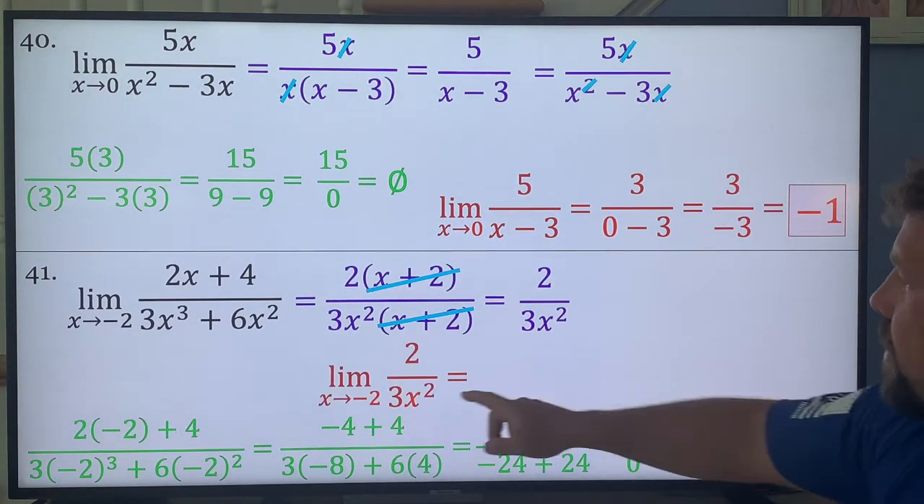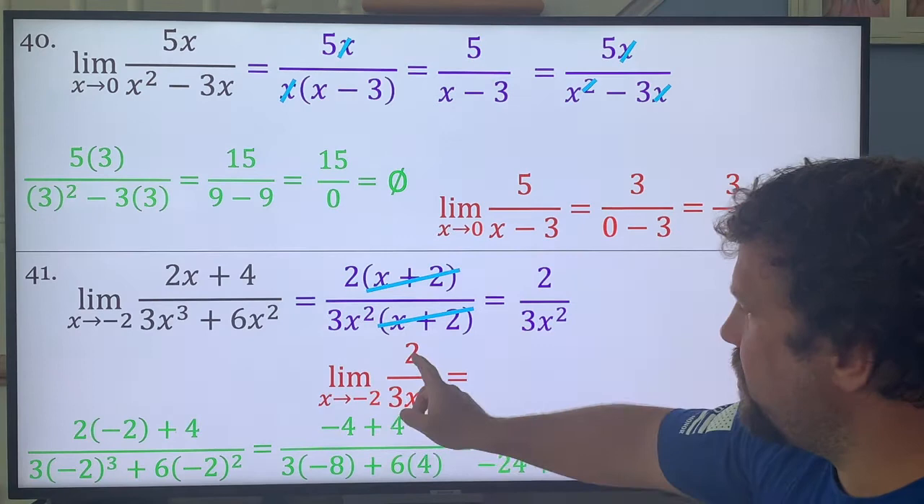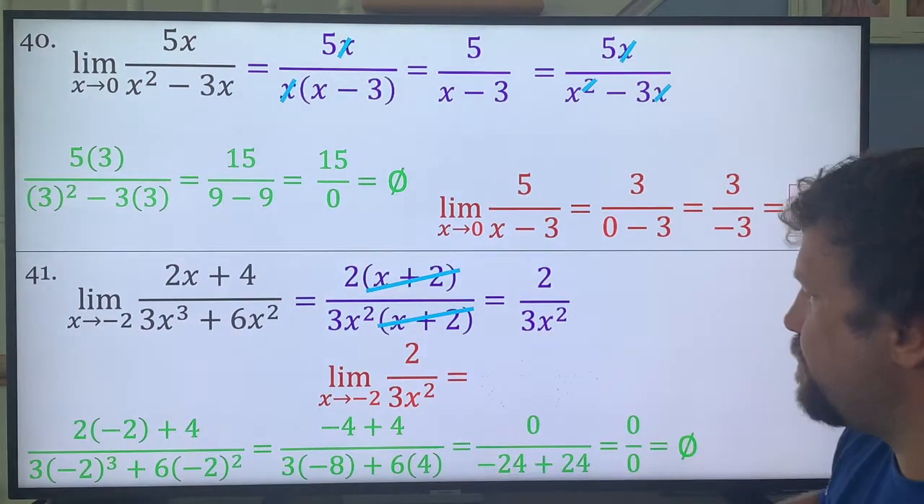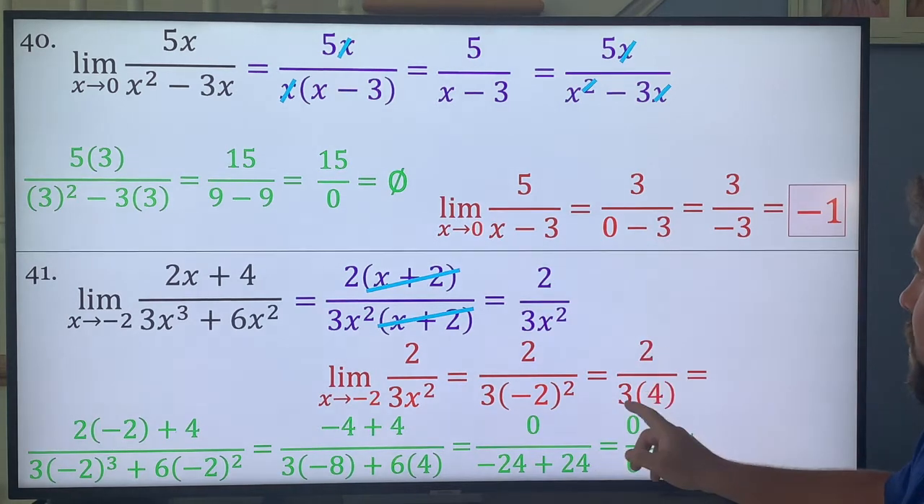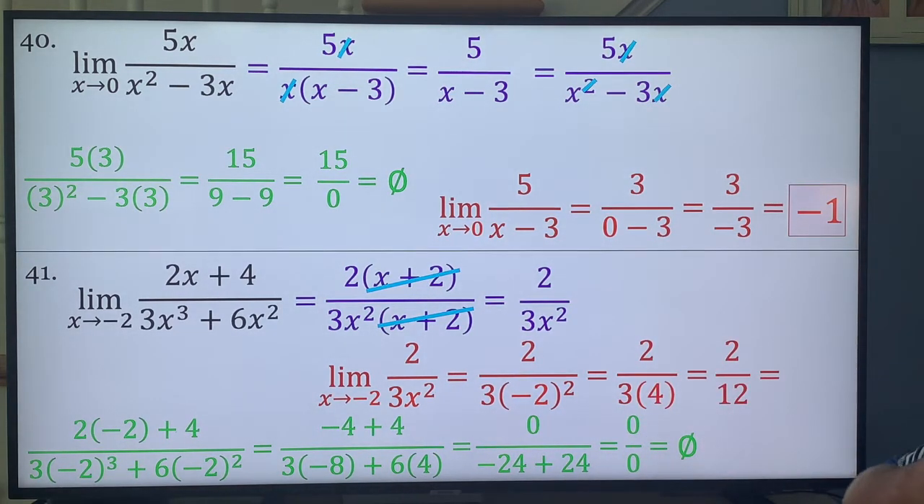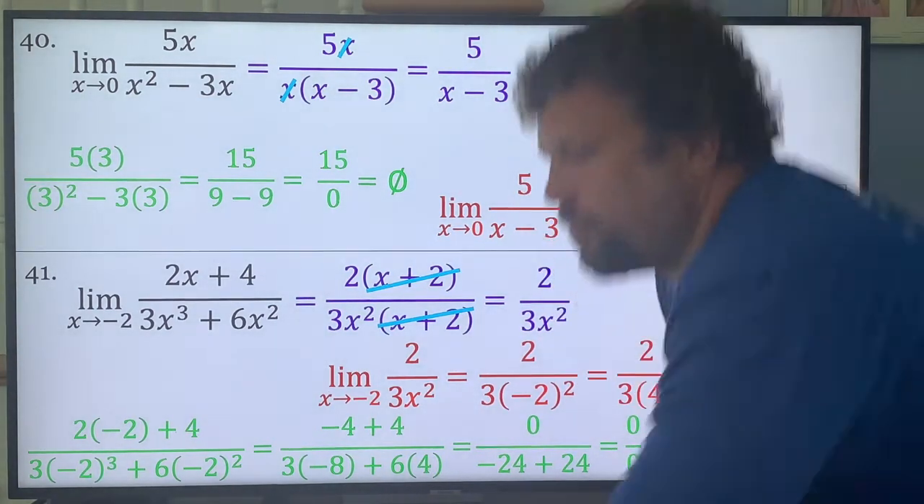Now, I'm going to use that. The limit as x approaches negative 2 of my g of x, which is 2 over 3x squared. Plug my negative 2 in. 2 over 3 times 4, which is 2 over 12. Divide both of them by 2, and you get 1/6 as an answer. Easier than a table, right? Of course it is.